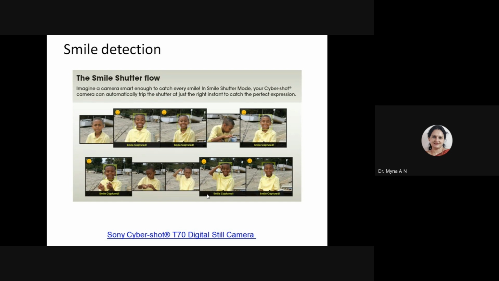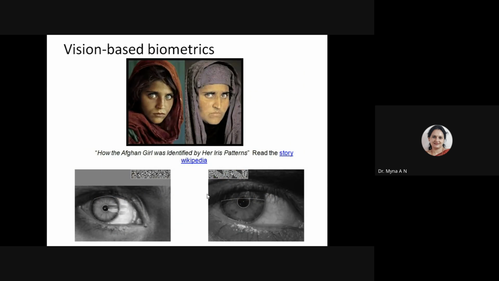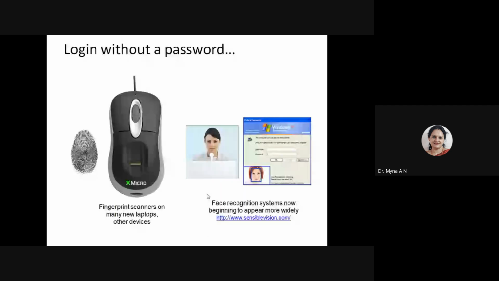This is another example of computer vision. This is a classic example where the Afghan girl was identified by her iris patterns after many years. So this is login without a password, which we are already using. To log in to our mobiles, we use fingerprints and face recognition systems. Both of them are examples of computer vision.